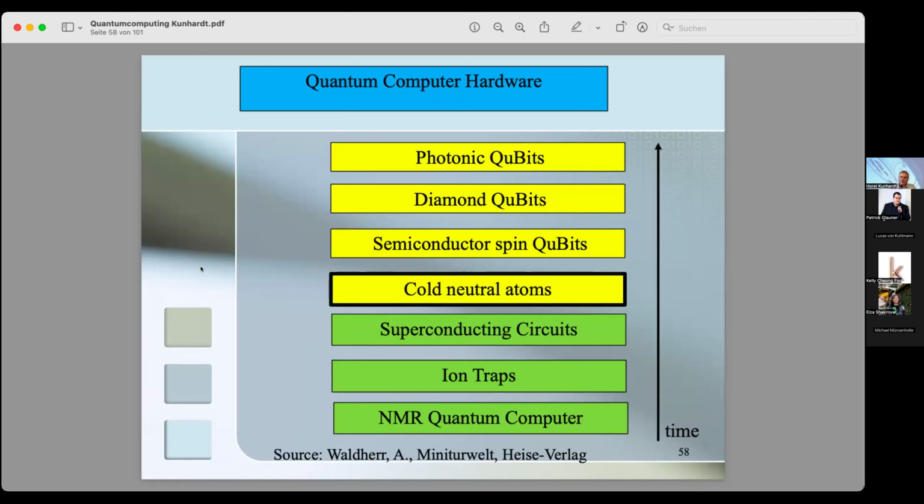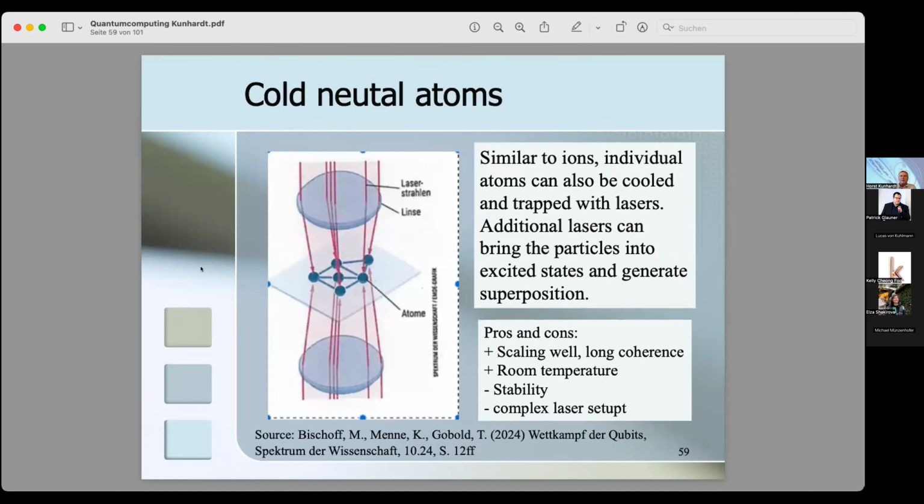Another very new approach is cold neutral atoms. So it is similar to ions, but atoms are used in the way that are before ions in an ion trap. So we can call it an atomic trap. So it can also be cooled and controlled with laser systems, and they bring the particles into specific states, and they can generate superposition. You know, superposition we need in order to apply algorithms and to use this massive parallelism in quantum computing approaches.